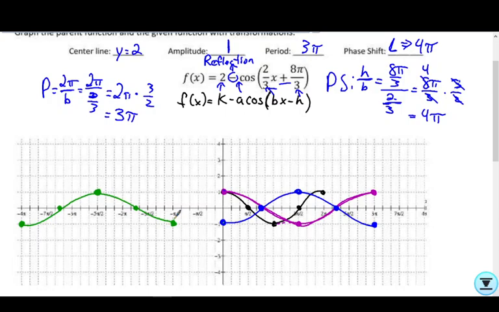And then the last thing we need to do is shift everything up 2. So this goes up 2, this goes up 2, this goes up 2, and this goes up 2, and this one goes up 2. There we go. And that is my final transformation.